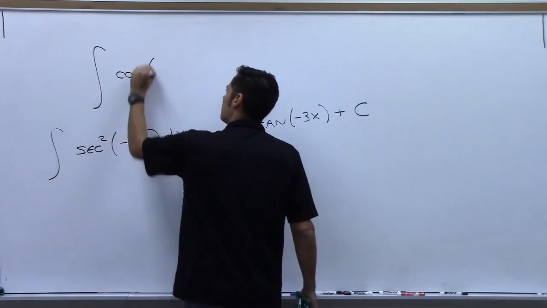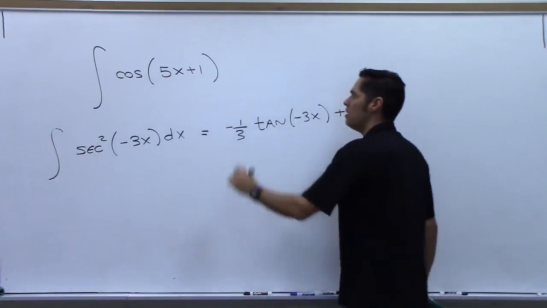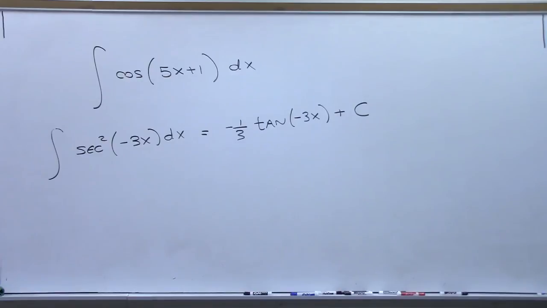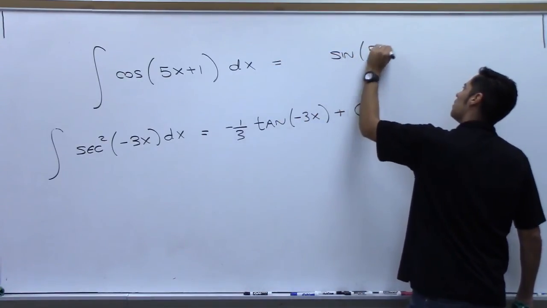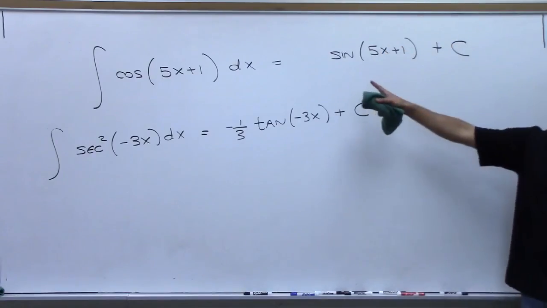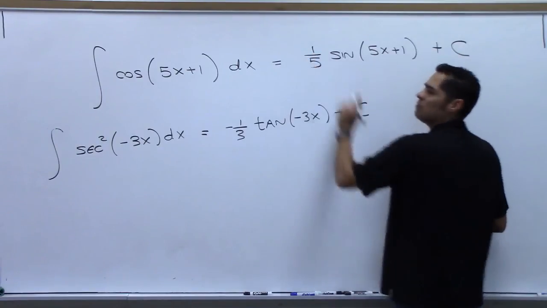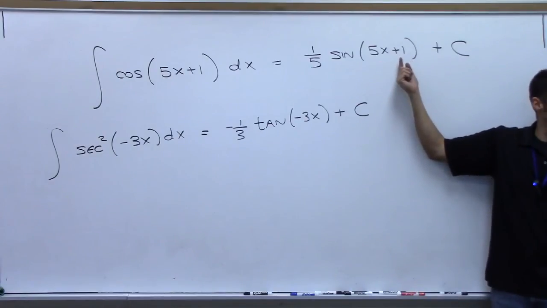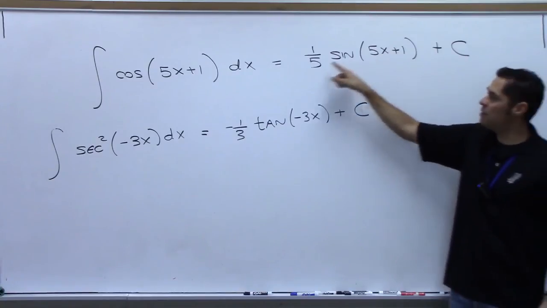Let's go back to cosine. That's an easy one to work with. 5x plus 1. Ooh, does that change things? No. Doesn't? So what will I have here? Sine, right? 5x plus 1 plus c, and then 1/5 out there. So the plus 1 doesn't matter. Why doesn't it matter? Because when I take the derivative of the inside, the 1 doesn't really make a difference, does it? Derivative of that's still going to be 0. I'm going to get the 5 to pop out, and I still need to kill the 5, don't I?